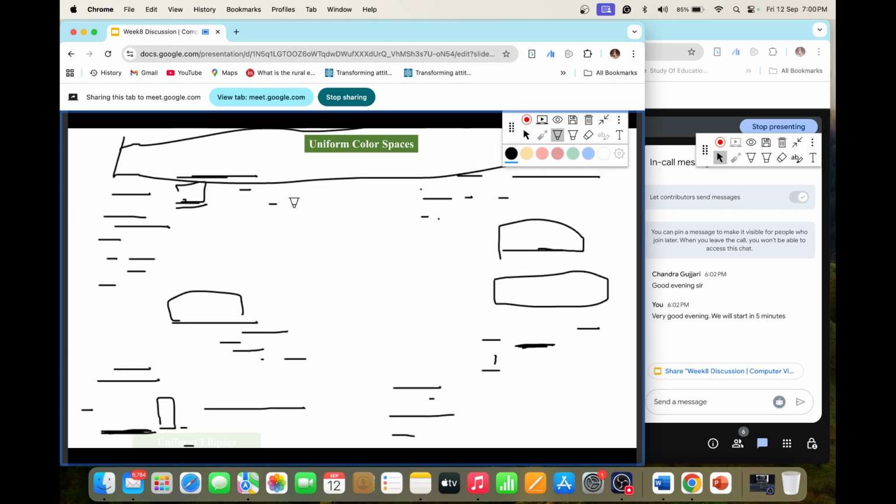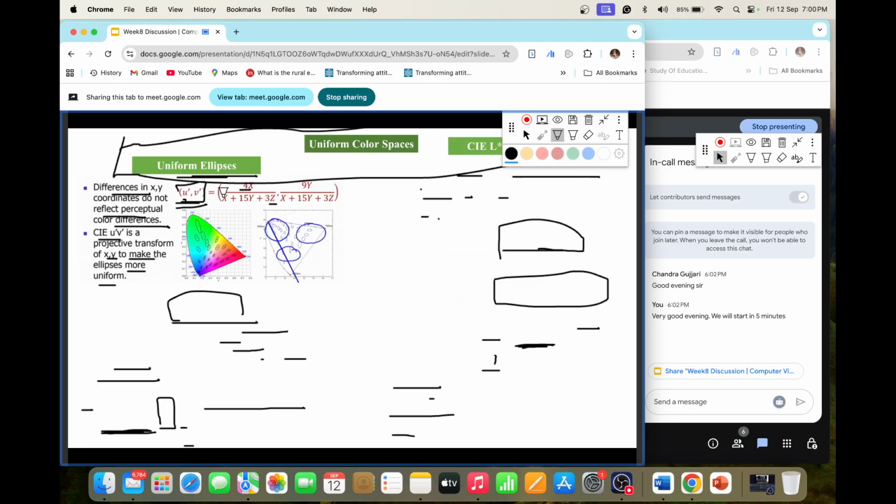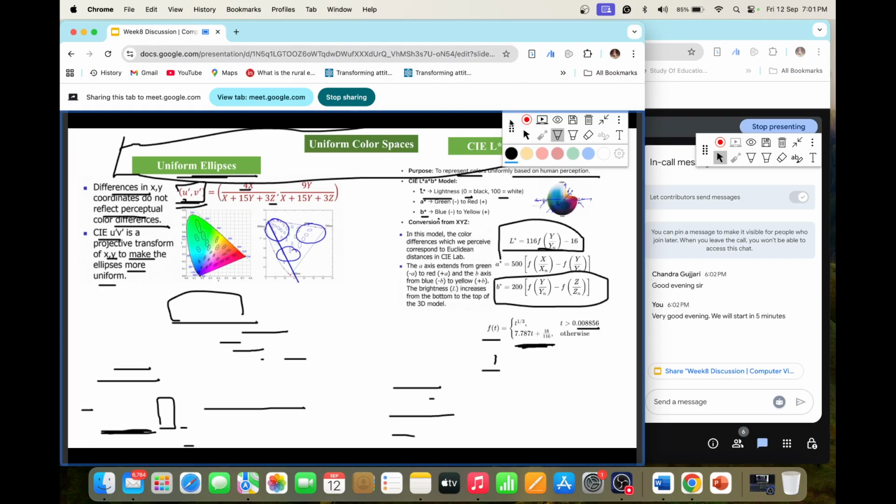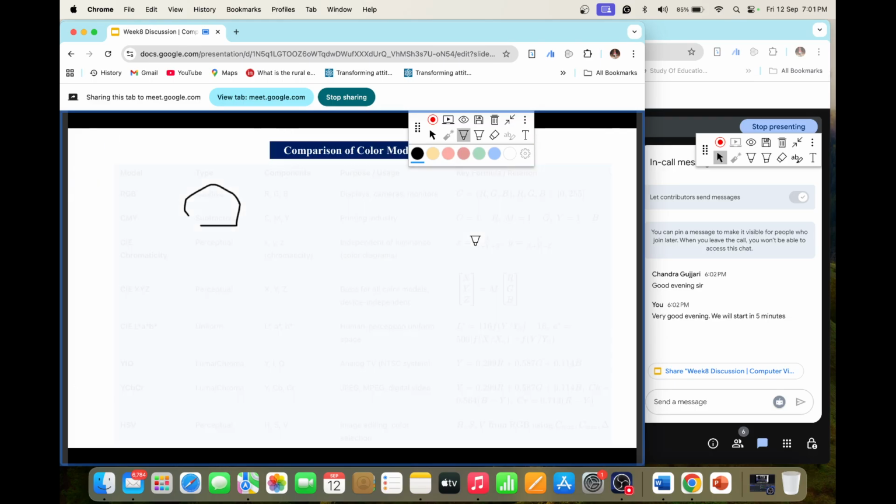Uniform means, whenever we are talking about the CIE XYZ color space, those are not uniform, because the ellipses that are formed are not uniform. But if we convert into the CIE Lab space, as well as the uniform space, the ellipses are more uniform. So that is why it is called uniform.